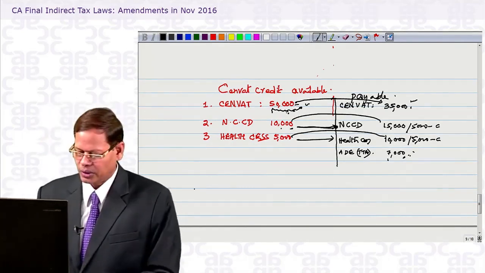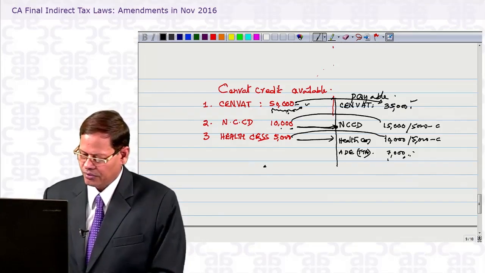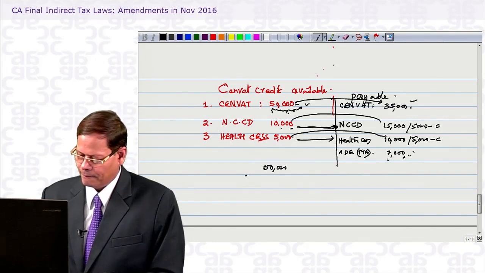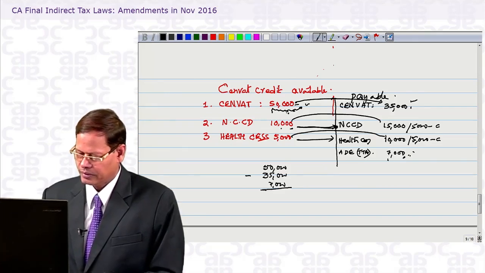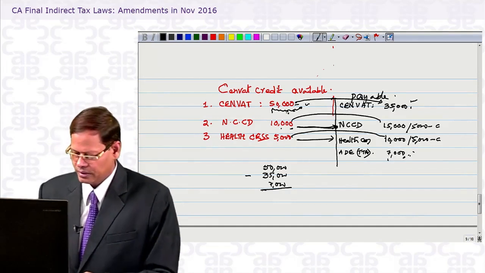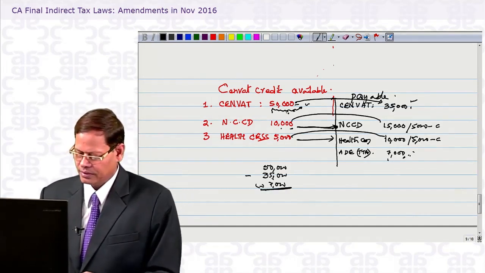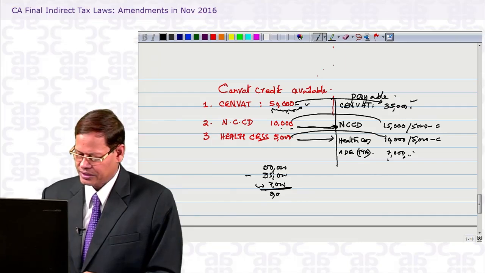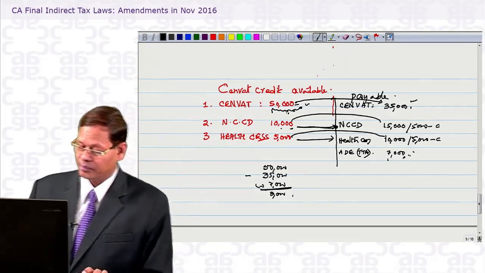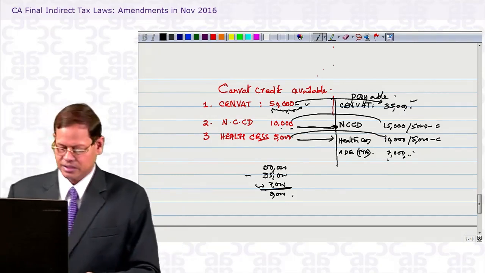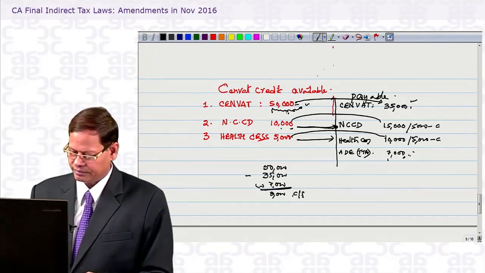So to put it like this, 50,000 rupees minus 35,000 rupees minus 7,000 rupees. Okay. So 42,000 you are meeting, and 8,000 is there. This 8,000 cannot be used anywhere else. So this is carried forward.